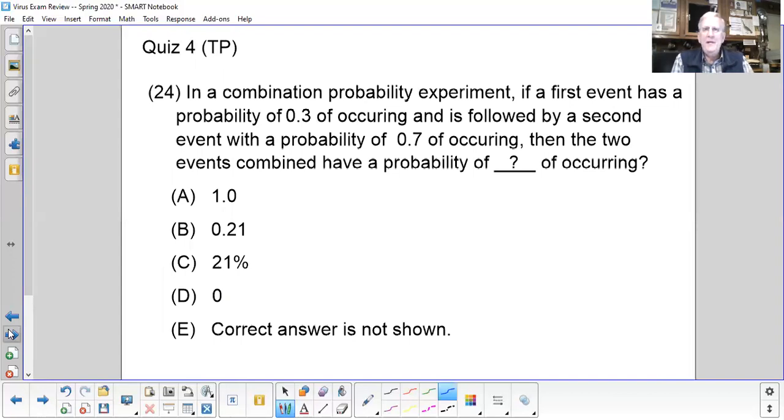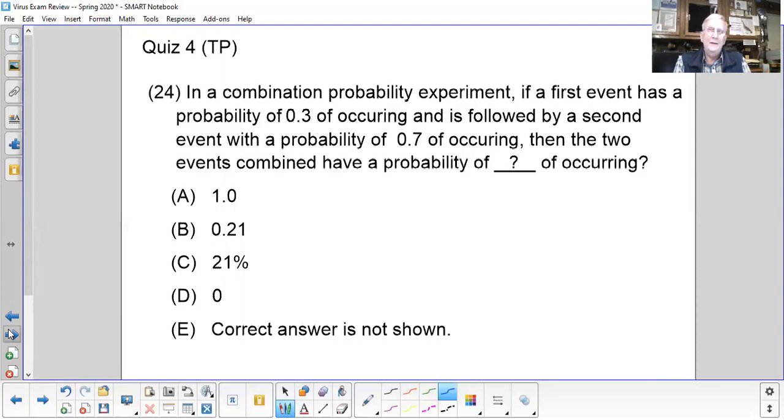24. In a combination probability experiment, if the first event has a probability of 0.3 of occurring and is followed by a second event with a probability of 0.7 of occurring, then the 2 events combined have a probability of what of occurring? Do I add those probabilities together, or do I multiply those probabilities together? Well, I think you can see the answer would be 0.3 times 0.7, which is 0.21.